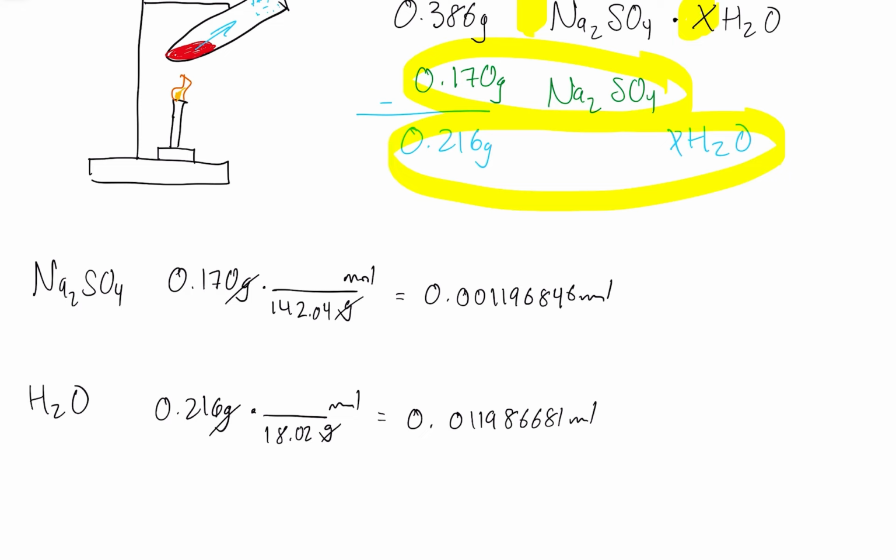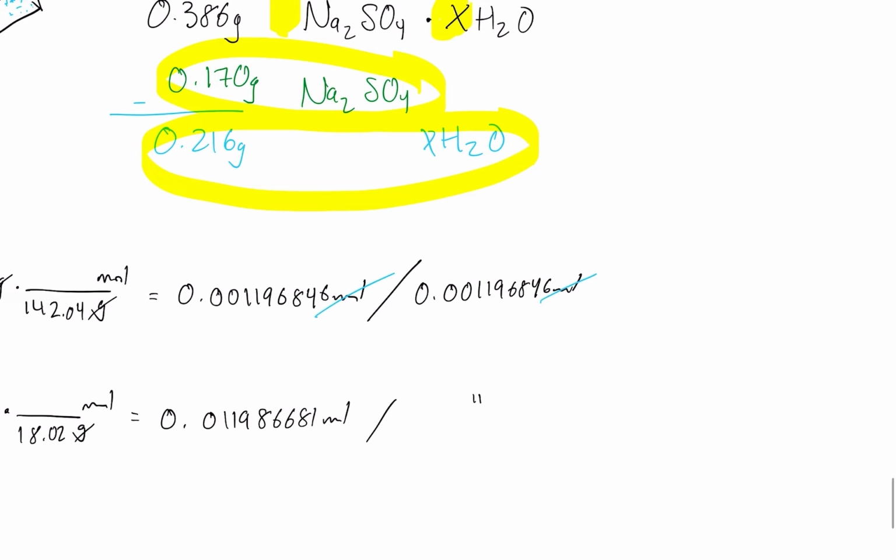All right. Now, as with all empirical formula questions, we have to find our smallest mole value and divide all the mole values by that value. And so the first one, the sodium sulfate, is going to be the smallest one. So we're going to divide this by 0.011966846 mole. And we're going to do the same thing over here. I'm just going to put quotation marks so I don't have to rewrite the number. This will allow us to cancel out our moles and be left with a unitless number.